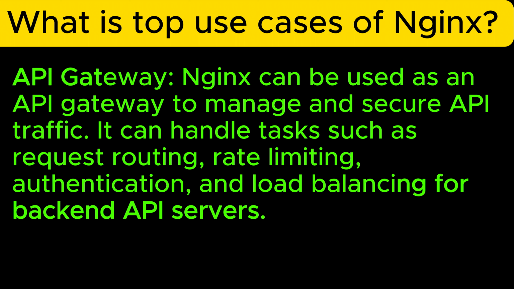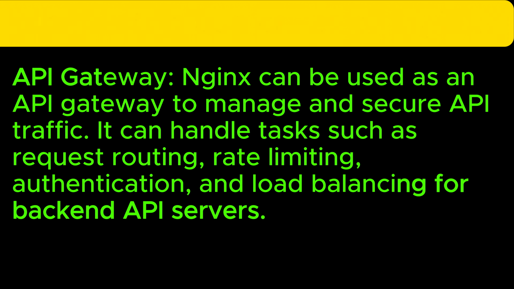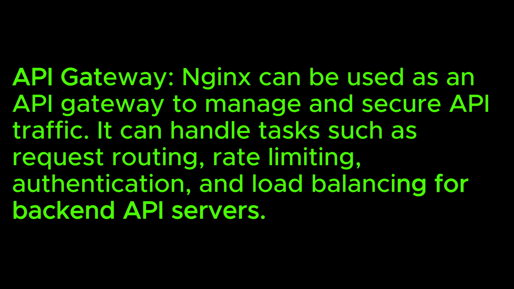It means you can route your request to any service, or you can also block. You can also set a rate limit, and rate limiting means you can set a parameter where requests cannot be more than a given parameter for specific services. And you can also do authentication and load balancing for backend API servers. So please don't confuse load balancing with API gateway. Load balancing is a feature of API gateway.